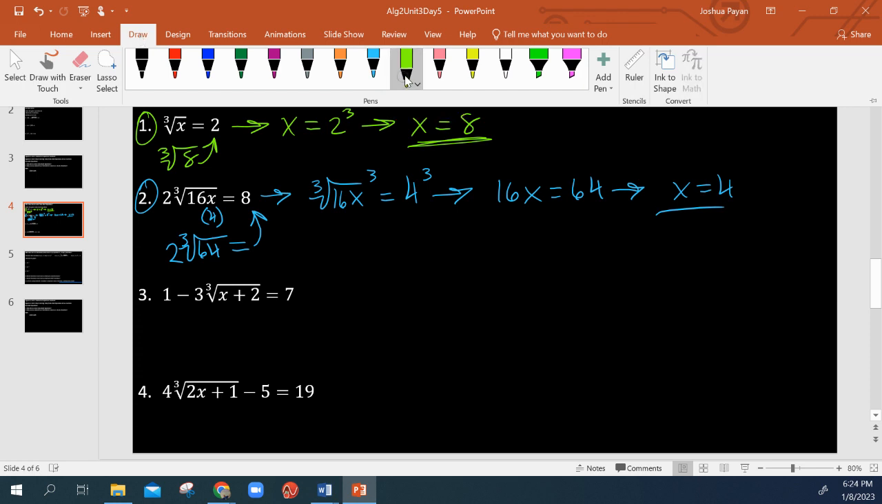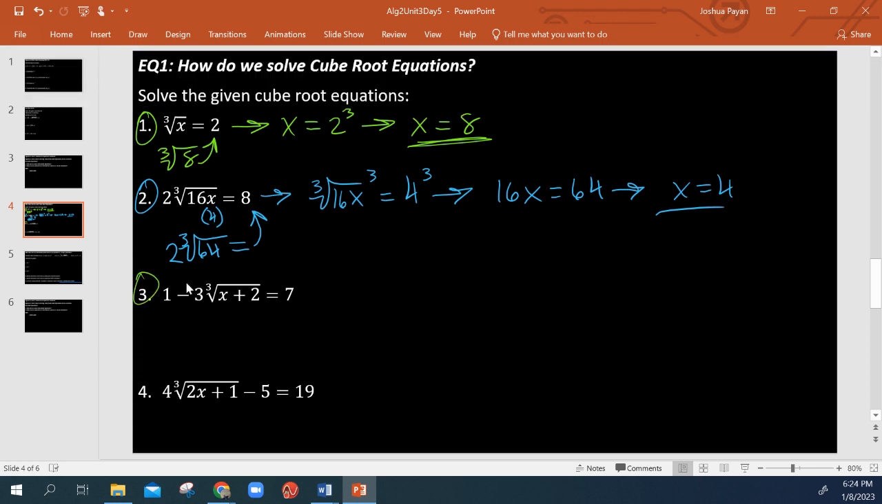One last example, and then we'll get into some cubic equations that we'll solve. So same idea, we're going to get this radical expression by itself. So I'm going to subtract 1, divide by -3, and I'm going to cube both sides.